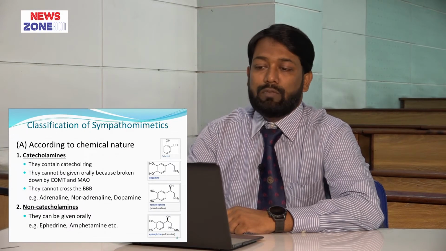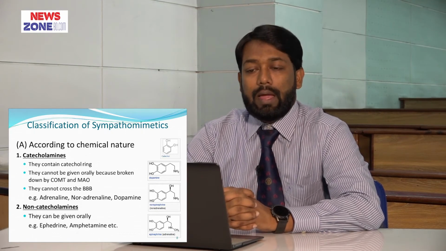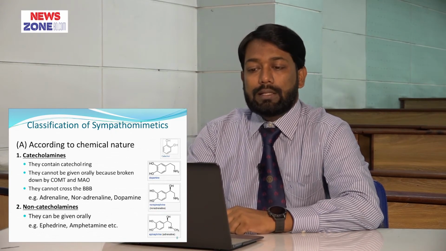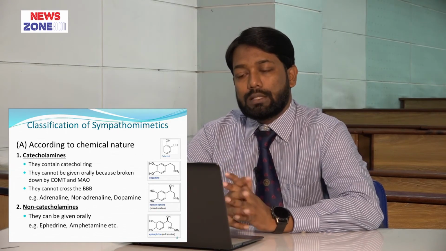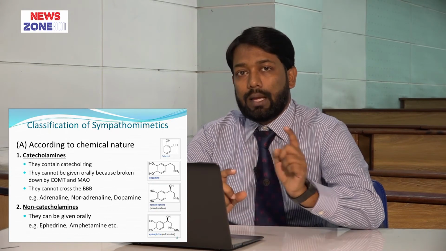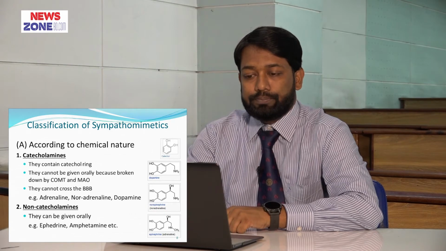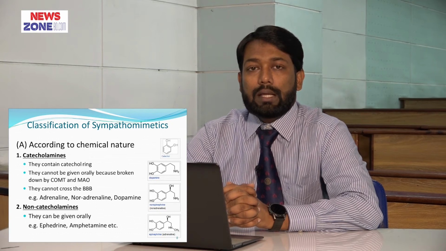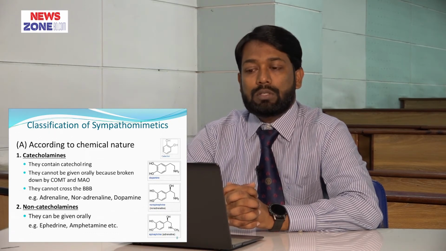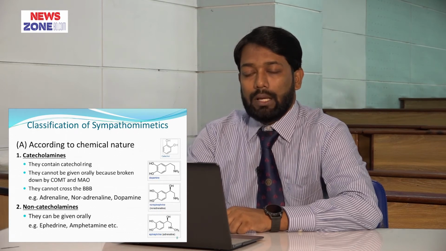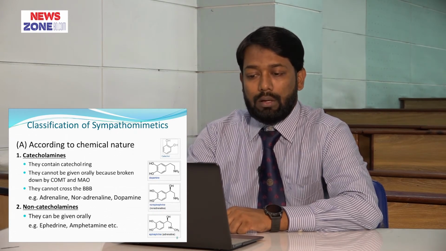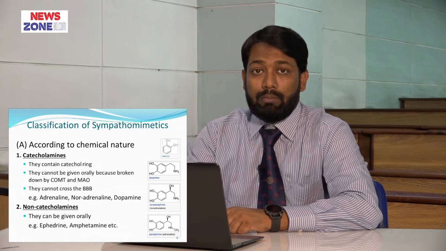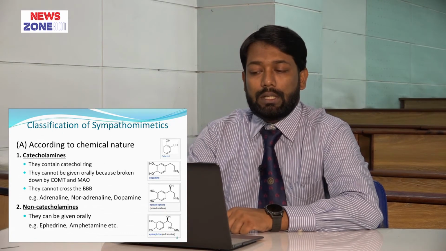Now, let us classify sympathomimetic drugs according to their chemical nature. They are catecholamines. Why are they called catecholamines? Because they contain a catechol ring in their structure. They cannot be given orally because they are broken down by catechol-O-methyltransferase and monoamine oxidase enzymes. They cannot cross the blood-brain barrier. So, catecholamines are namely adrenaline, noradrenaline and dopamine.